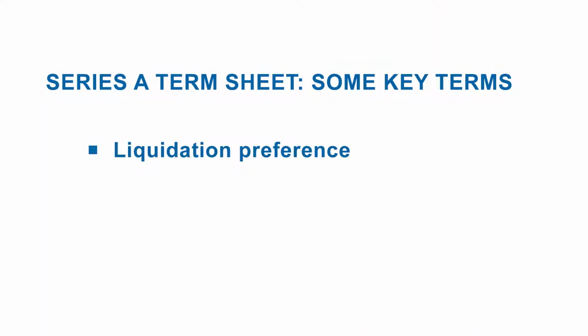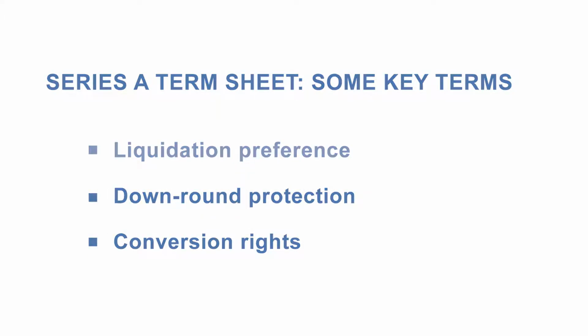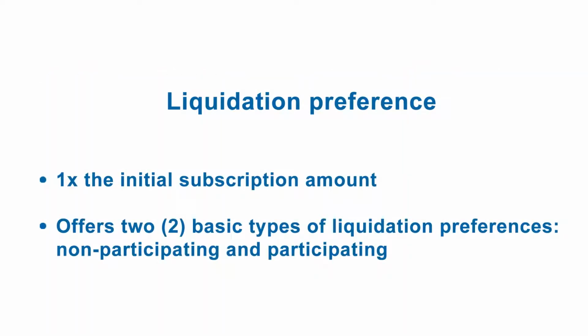Moving on to the key terms of the term sheet, the three that I would like to speak about today are A. Liquidation preference terms, B. Down-round protection terms, and C. Conversion terms. Liquidation preference terms. The VIMA term sheet provides for 1 time of the initial subscription price, and there is an option for parties to choose between a participating and non-participating return thereafter.